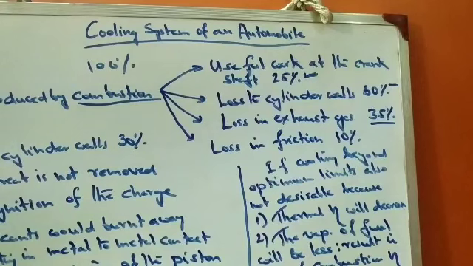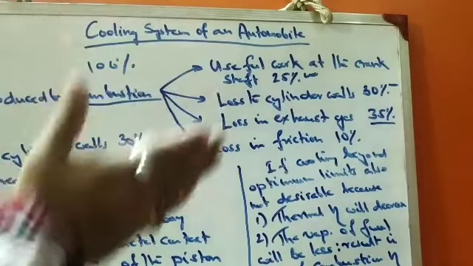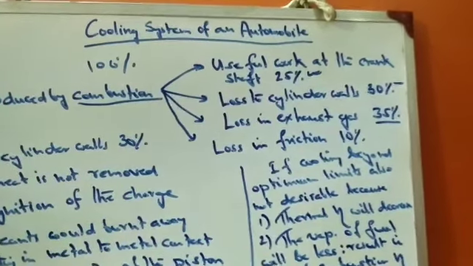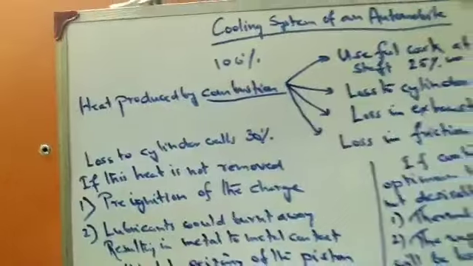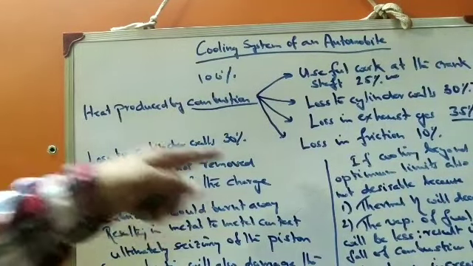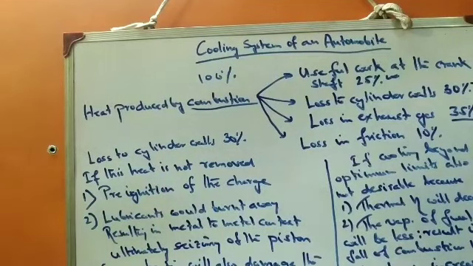The total work produced by the combustion engine is utilized in these four ways. Now, the loss to the cylinder walls is 30%. What has happened? If this heat is not removed, what may happen? Preignition of the charge will take place.